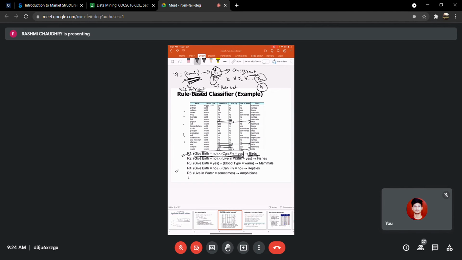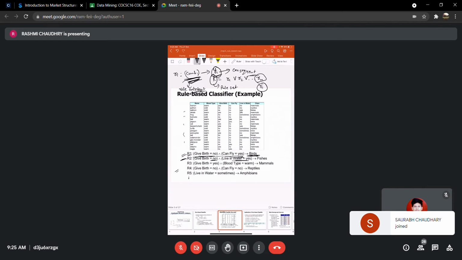Similarly, let's observe the second rule: gives birth no, lives in water yes. Gives birth no, lives in water yes. Yes, I think these two instances are true only. Right?